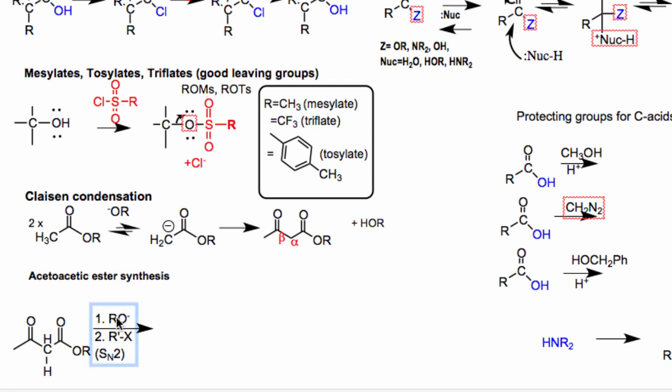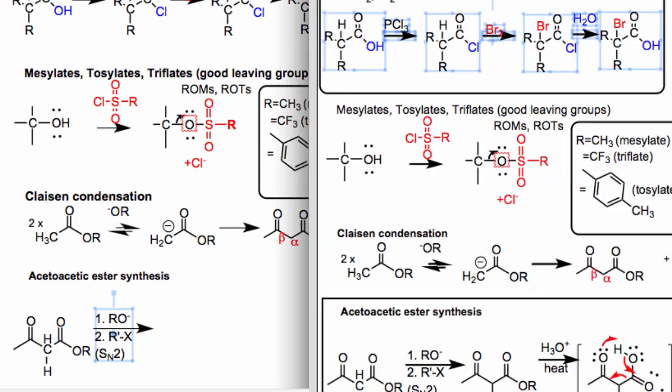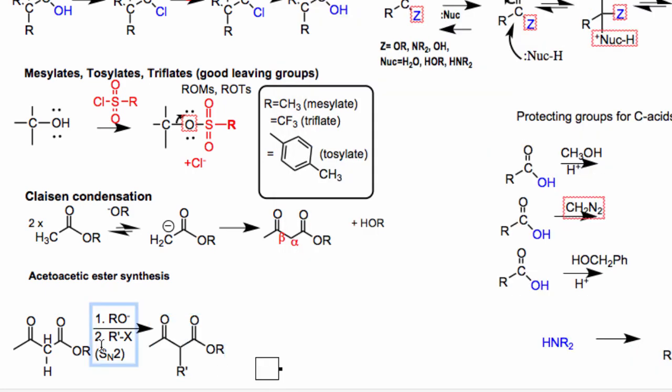So what happens is your base, in this case we're using RO minus again, pulls off an alpha hydrogen. This alpha hydrogen is actually alpha to two carbonyls and so is doubly acidic. It then does an SN2 reaction with an alkyl halide, and for this purpose the alkyl halide must be primary or methyl. The product of this reaction forms a new carbon-carbon bond between this carbon, which was the enolate, doing an SN2 with this R' group. There's your new bond. You can actually repeat this reaction and put a second R' group on.